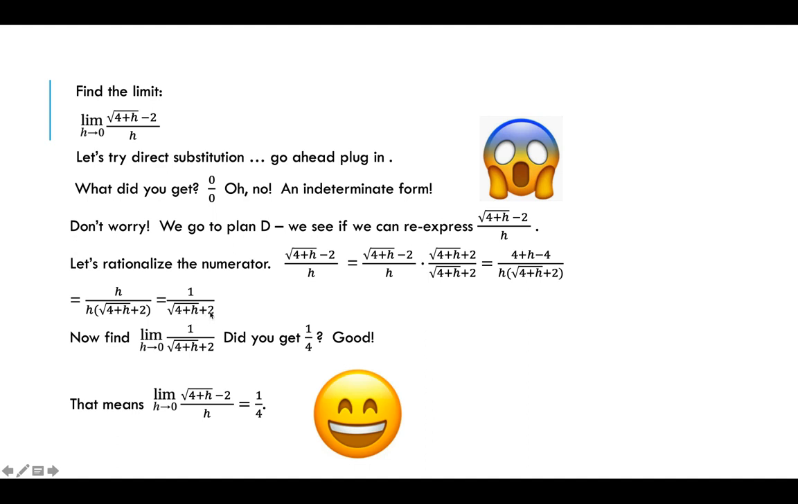Now we're going to find the limit as h goes to 0. The 1 on top is just going to be 1. And in the denominator, we're going to have the square root of 4, which is 2, plus 2 is 4, so we get 1/4. So that means the limit as h goes to 0 of our original expression is equal to 1/4.